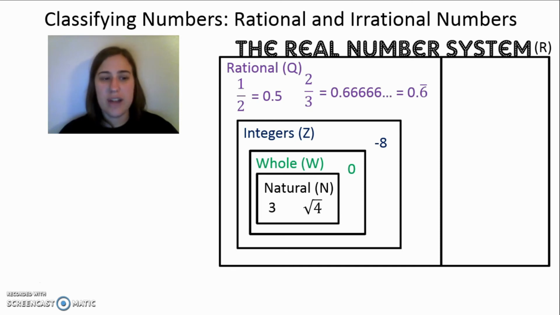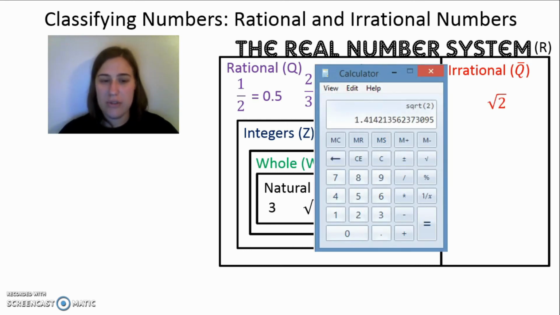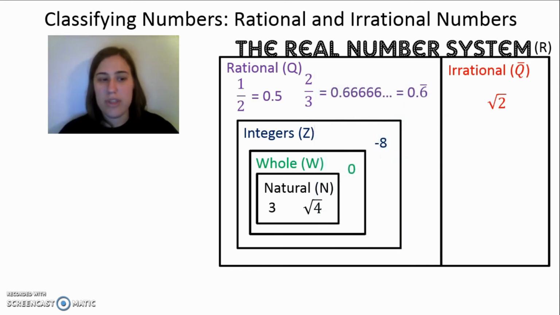The only numbers that are not rational are non-repeating decimals. These numbers are called irrational numbers, denoted by Q bar. The non-perfect square roots are also in this section, because if you put it in a calculator, it will be a non-repeating decimal. So just remember that irrational numbers are numbers that don't make sense. They don't repeat, they never stop. They are the crazy numbers, like pi.